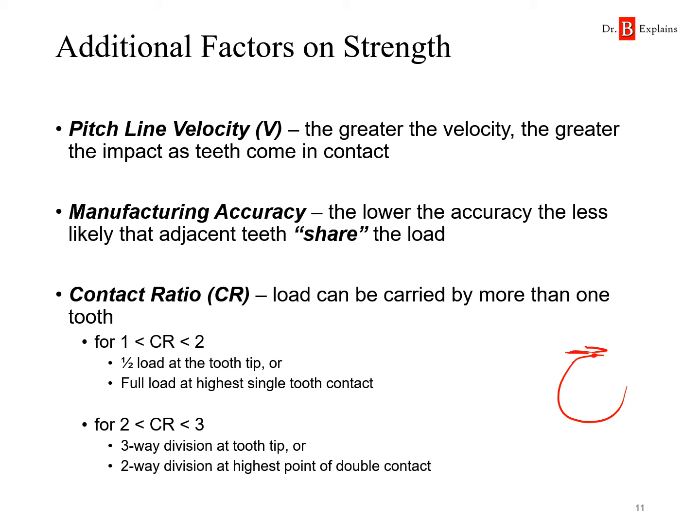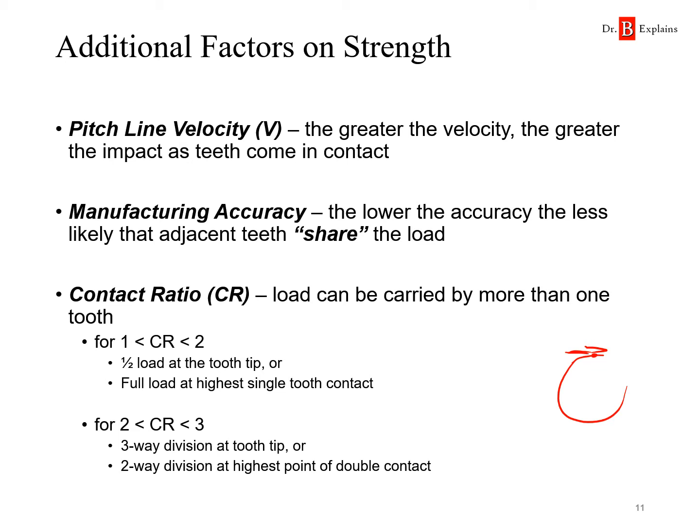Also, manufacturing accuracy. The lower the accuracy, the more play there is between the gears, the less likely that the adjacent teeth are going to share the load. Again, if the gears are not very precisely machined, then they're not sharing the load as well as they could. Next is contact ratio, and this is the fact that the load can be carried by more than one tooth. Remember, the Lewis equation assumes only one. In reality, there's always more than one.